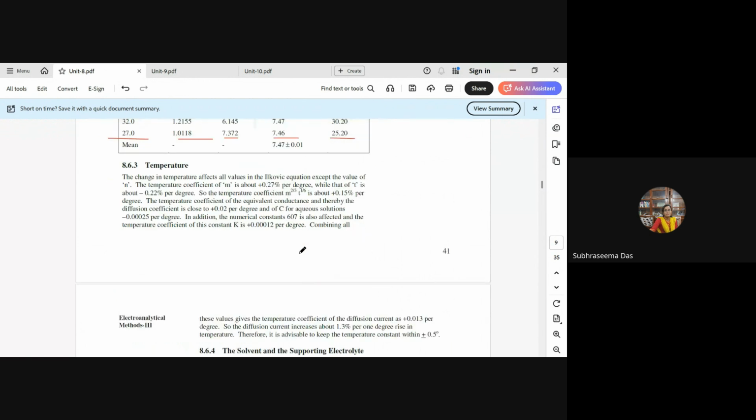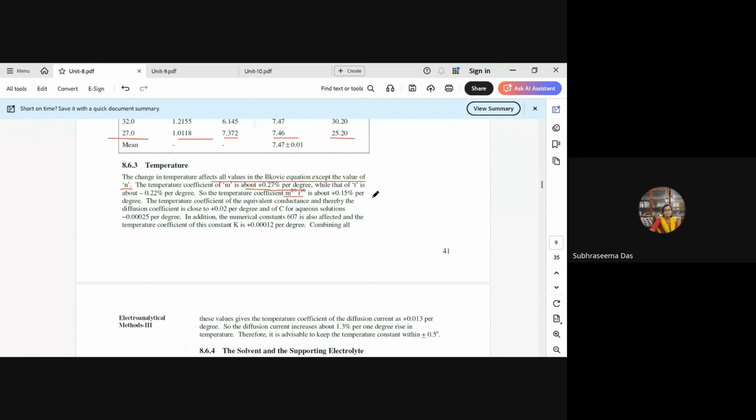Then coming to the effect of temperature on the diffusion current. The change in temperature affects all the values of the Ilkovic equation except the value of n, that is the number of electrons involved in the reaction. The temperature coefficient of m is about plus 2.7% per degree, while that of t is about minus 0.222% per degree. So the temperature coefficient of m to the power 2/3 into t to the power 1/6 is about 0.15% per degree.